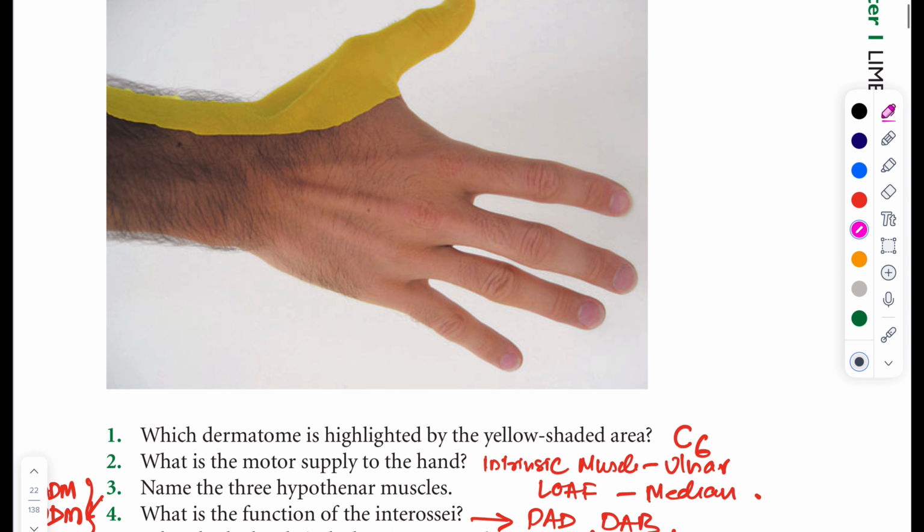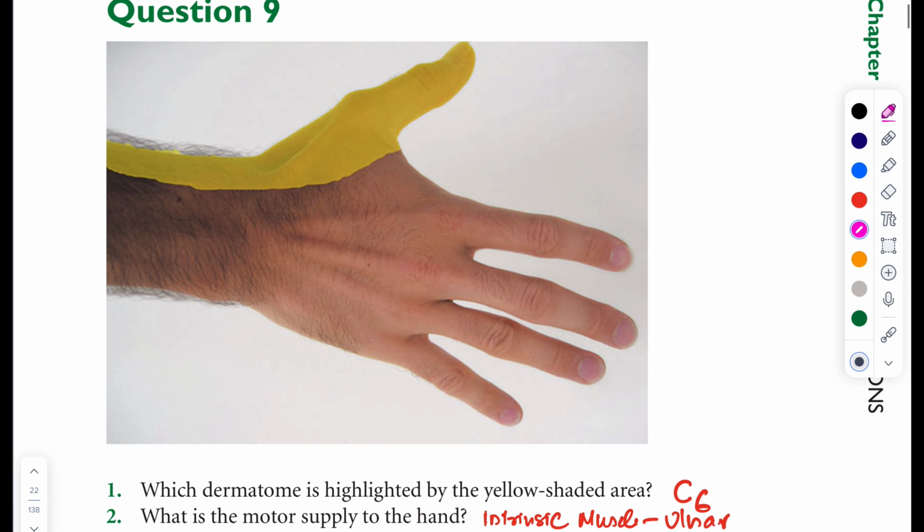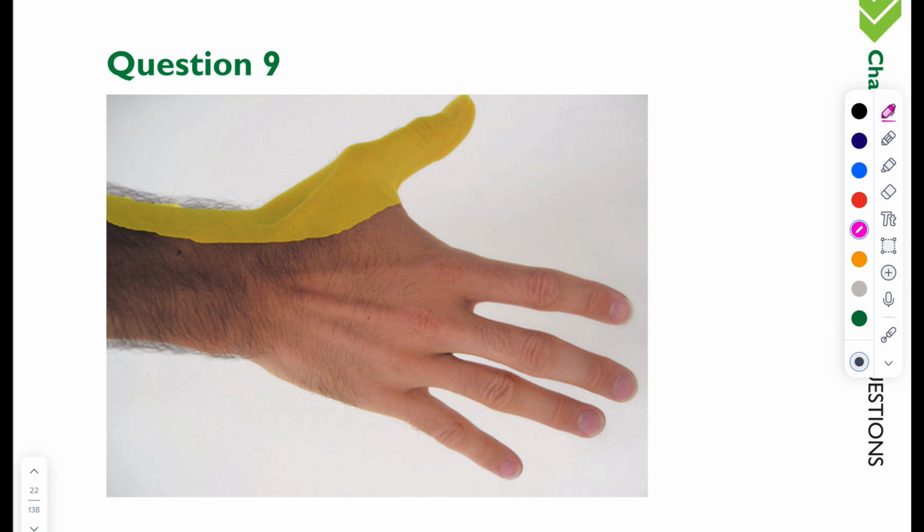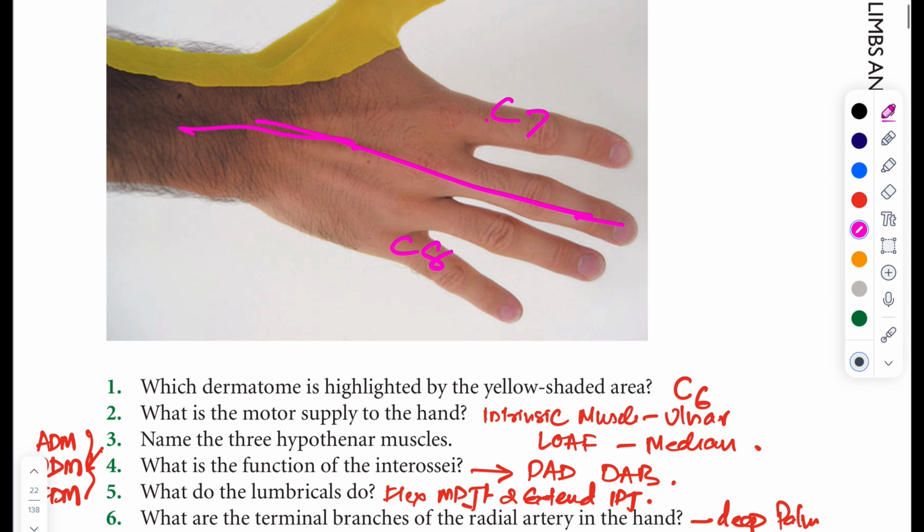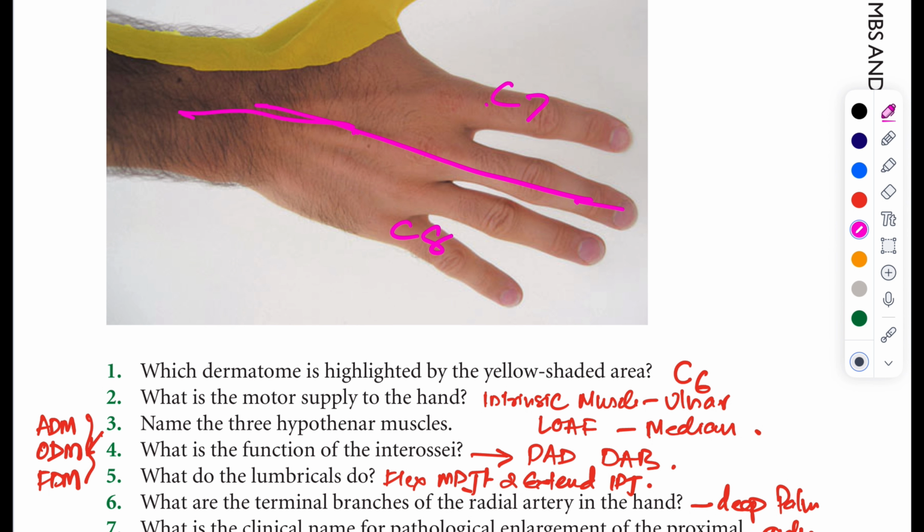Now this is the next. You see the dermatome. How are the dermatomes of the hand? So it starts from C5, C6, C7, C8, like this. The thumb is C6. Motor supply to the hand is by the intrinsic muscles. Intrinsic muscles are supplied by the ulnar nerve.